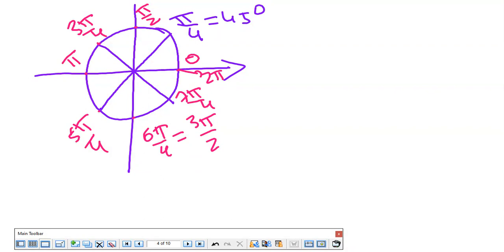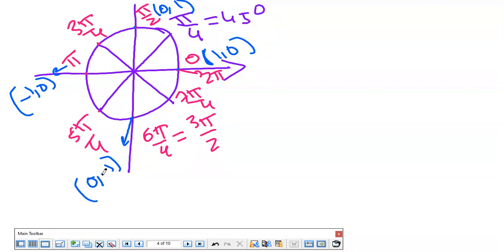And I didn't mention this before, but if I'm standing here, what are the coordinates of this point? This is 1, 0. So cosine 0 is 1 and sine 0 is 0. When I'm standing here, the coordinates of this point are 0, 1. So cosine pi over 2 is 0 and sine pi over 2 is 1. Here it's minus 1, 0, so cosine pi is minus 1 and sine pi is 0. Then here it's 0, minus 1, so cosine of 3 pi over 2 is 0 and sine is minus 1.